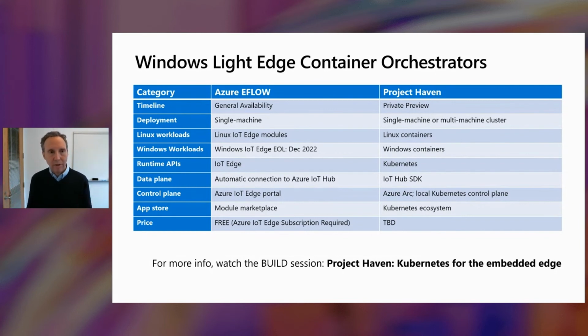And pricing, EFLOW itself is free. Of course, you have to have an Azure subscription to take advantage of it, an Azure IoT subscription specifically. But you can kick the tires on it for free. And Project Haven, we don't know yet. The product is not generally available yet, so we'll have to figure that out when we get there. So if Project Haven is interesting to you, there is a Build session called Project Haven, Kubernetes for the Embedded Edge. I encourage you to watch that, and it will go into more detail.